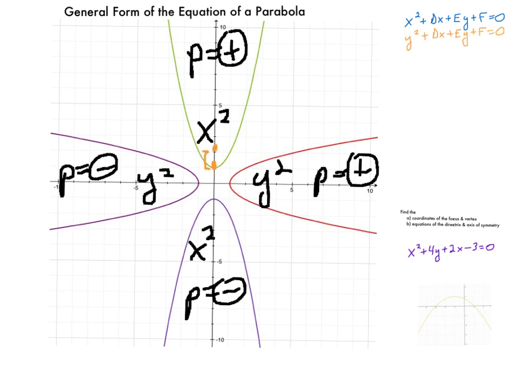If I'm going up, that means I'm adding a value, which gives me a positive p-value. But if right here is my vertex, then my focus is going to be there because it's always inside the parabola, which means my p-value is negative. I have to subtract to get down there, and therefore you have a negative p-value. You follow the same pattern for the x squared and y squared parabolas.